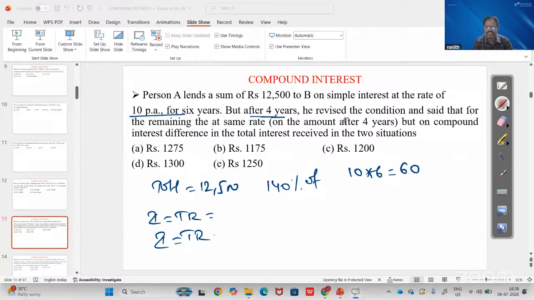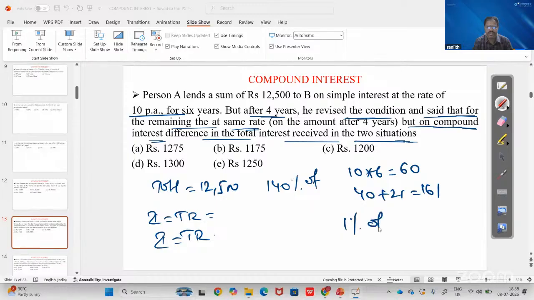But after 4 years, he revised the condition, said that remaining at same rate but on compound interest. So that will be equal to 40 plus 21 is equal to 161. Difference in total interest is two situation. Two situation where 1% of 12,500 will be 125 on the 25.